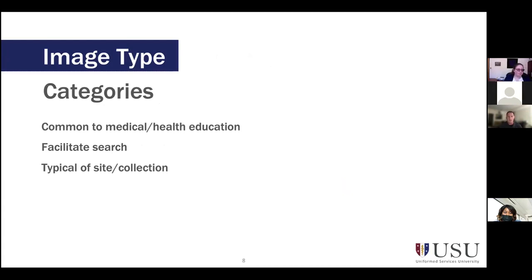And these categories are names that are common to the medical and health education community. It's so that everyone's on the same page when I'm discussing a certain collection of images. It'll help facilitate your search.